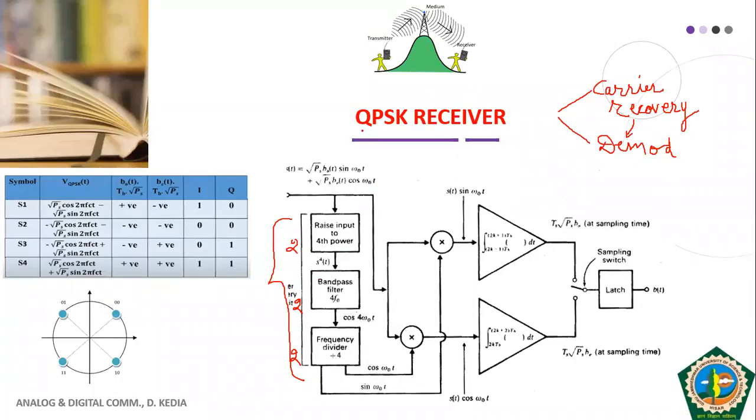Now, since it is QPSK, which implies that there are 4 possible symbols, instead of power 2, we have power 4. So in order to extract the carrier, we will first raise our input to the 4th power, that is s raised to the power 4. Then we will use a band pass filter, which is centered around frequency 4f0.